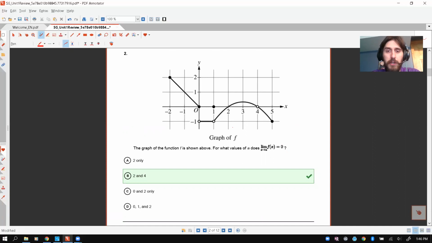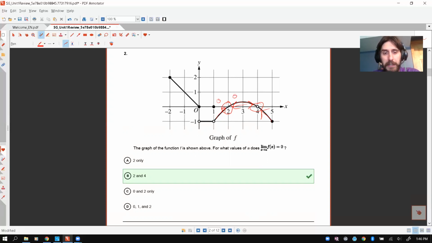As you can see, there are two values where that happens. At 2, as we approach from the left, the y value gets closer and closer to 0. As we approach from the right, the y value gets closer and closer to 0. And the same thing at 4. As you approach from the left, you head to 0. As you approach from the right, you head to 0.